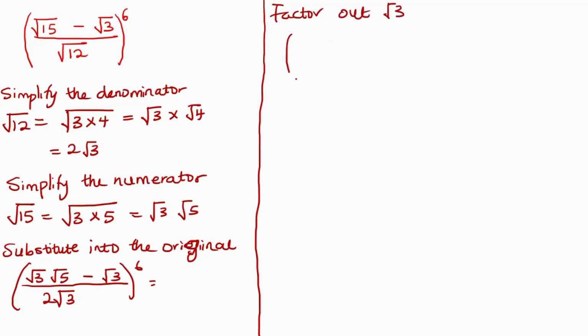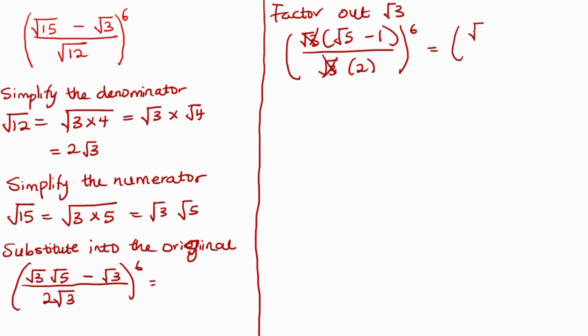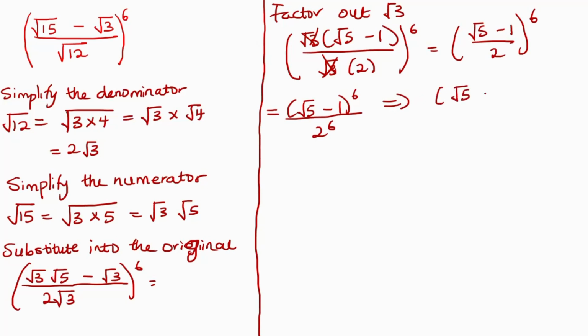So factoring out root 3, we have this to be root 3 into root 5 minus 1, all over root 3 times 2. All this is raised to the power of 6. So this is going to cancel out this. So we have this to be root 5 minus 1 over 2, all raised to the power of 6. And this can be equal to root 5 minus 1 all raised to the power of 6, all over 2 raised to the power of 6, which is 64.